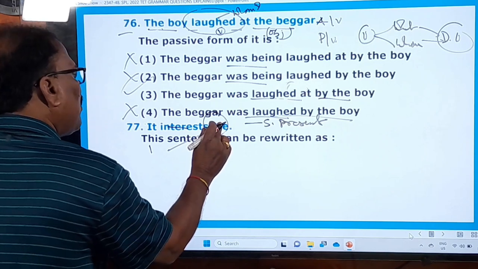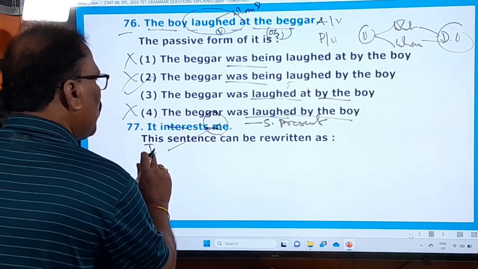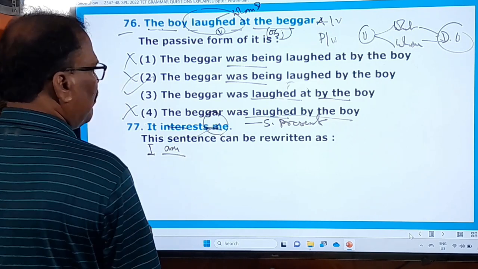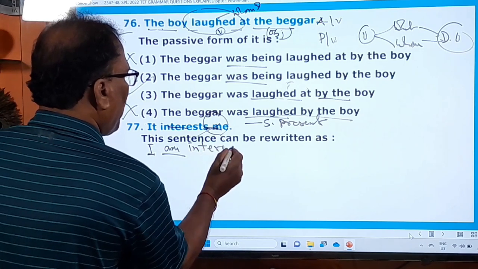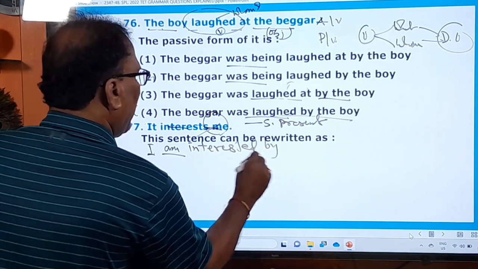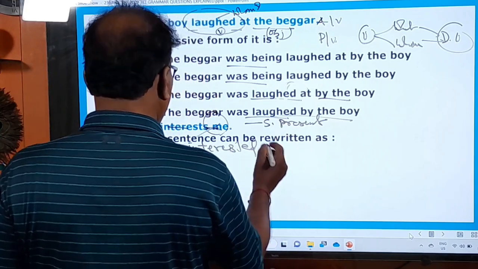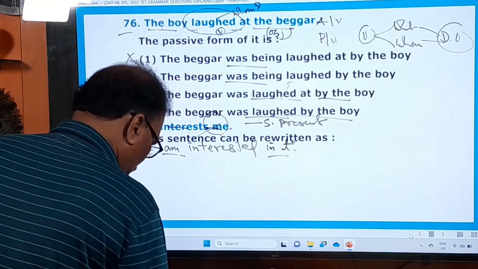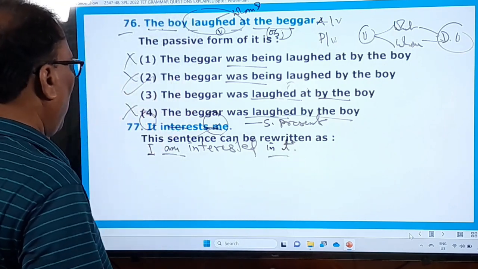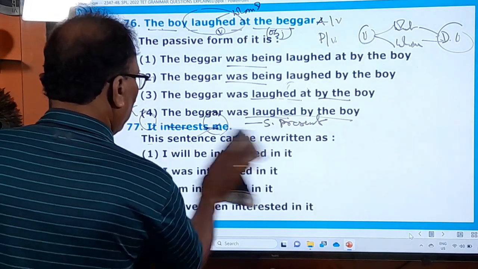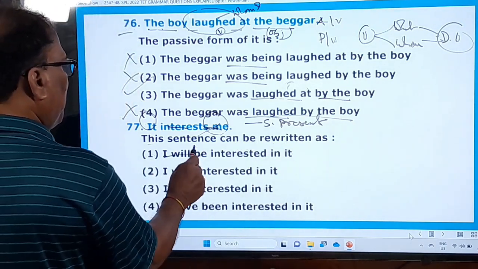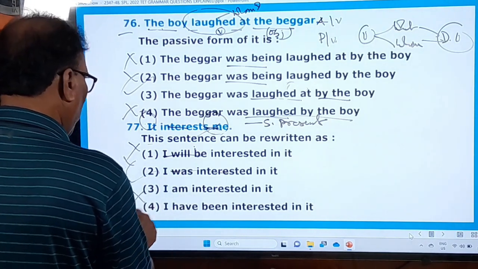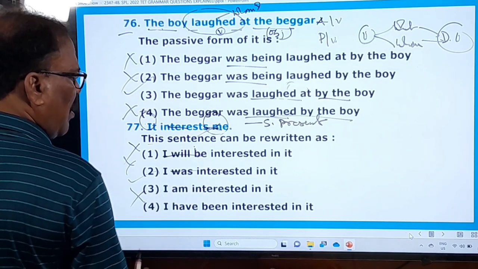When me comes to the front position, it becomes I. When it goes after the verb, it becomes me. So, I takes the helping verb, am interested, by, in it. You cannot say by it, you have to say in it, because it interests me. Now, let us see the options. I will be interested, simple future is given, no. I was interested, no. I am interested in it, right. I have been interested, no. So, only this one is the right one and all others are wrong.